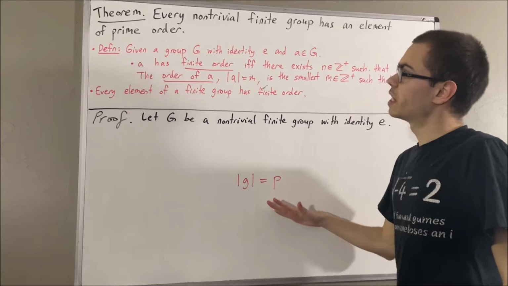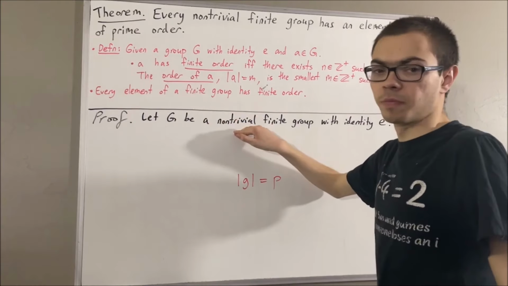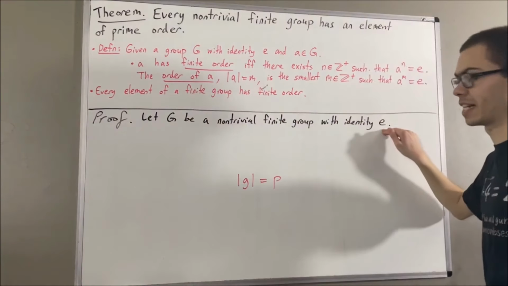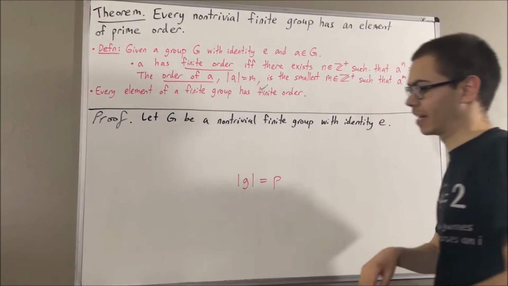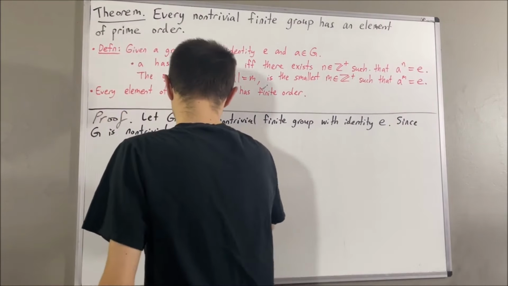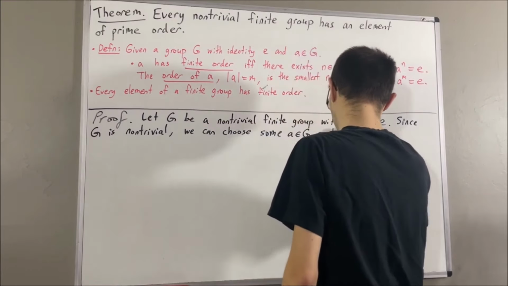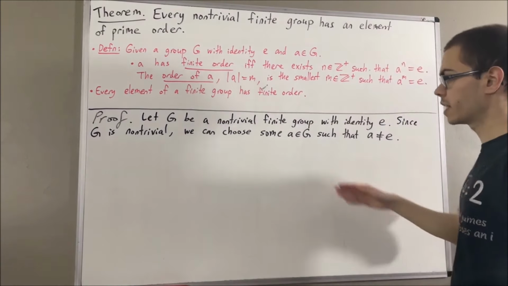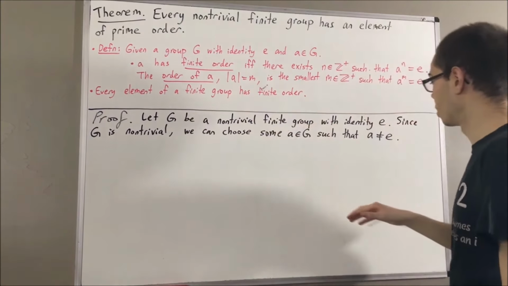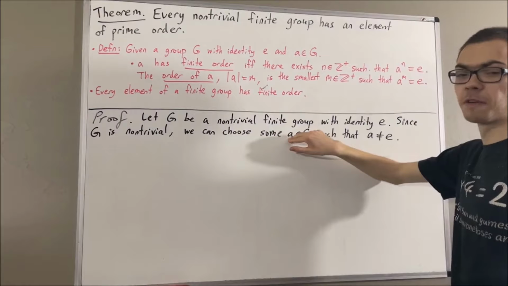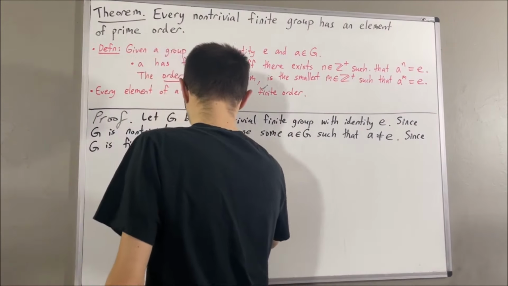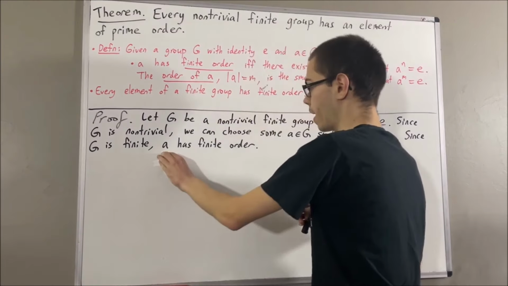So to start, since G is non-trivial, this means we can find an element in G which is not equal to the identity element. I'll call the element a. And since G is a finite group, we know that every element of G has finite order. So in particular, a must have finite order. So let's let the order of a be equal to m.